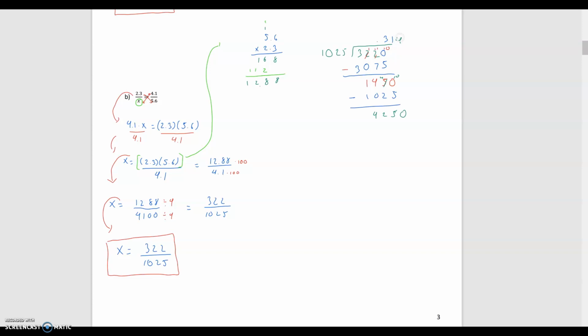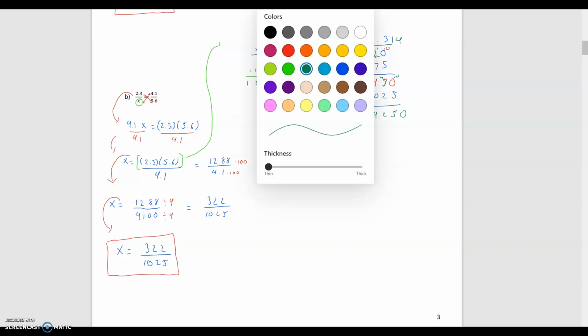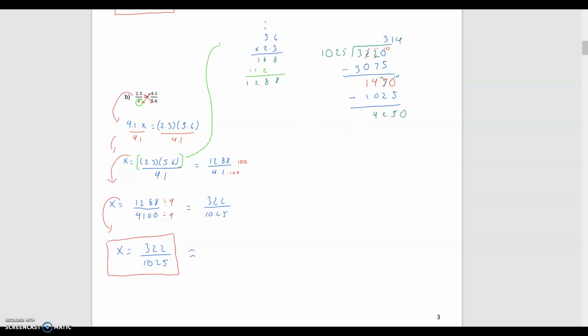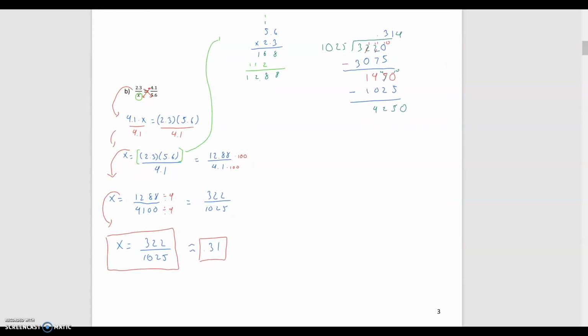I was just checking to make sure to see if this one divides. Give me a minute. So let me check this with the calculator. So 322 divided by 1025. Yeah, we're good. So this one is going to be approximately 0.31. And as I was checking here, I was just checking to see if it would divide into a larger value for the rounding to 0.32. Obviously, you would want to check it with a calculator. This one, it's a little bit messy. But that's it for problem B.